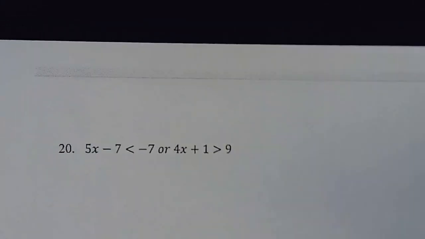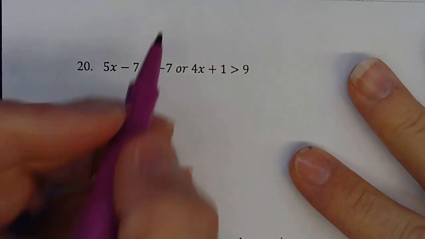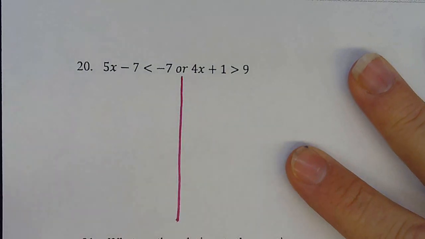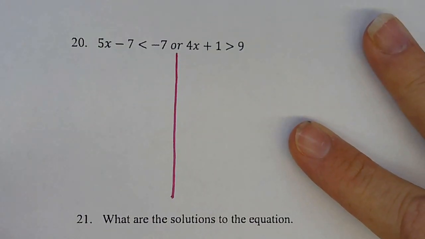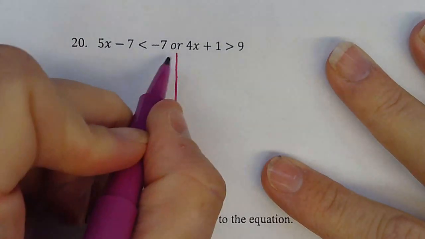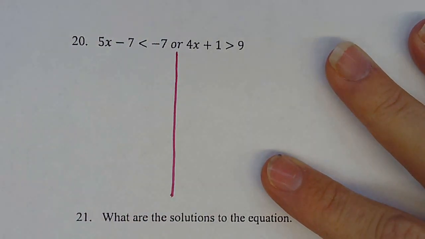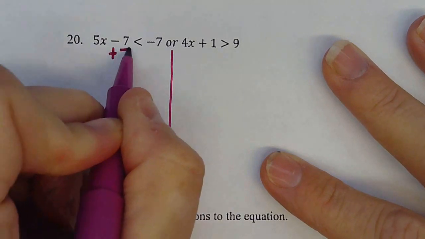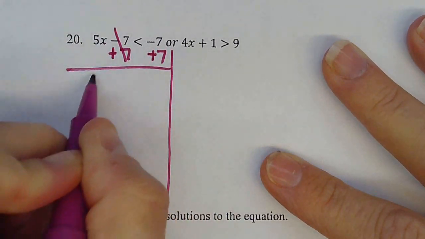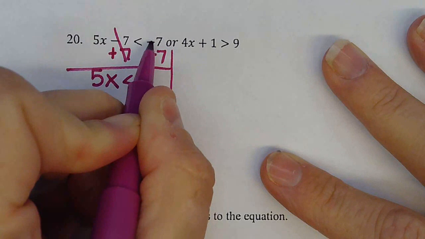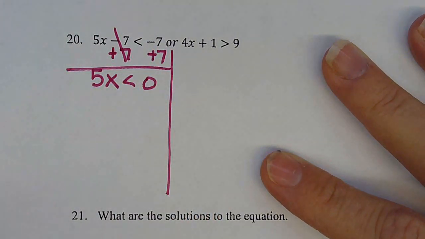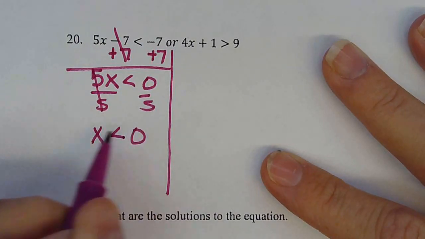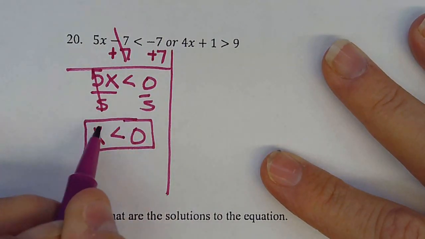Last one. We have an or. With these ors, you have to solve each of them one at a time. So for number 20, I'm going to solve this 5x minus 7 is less than negative 7. I'm going to solve that one first. So I'm going to add 7. I get 5x is less than negative 7 plus 7, which is 0. And then I divide by 5. 0 divided by 5 is 0. So I have x is less than 0.